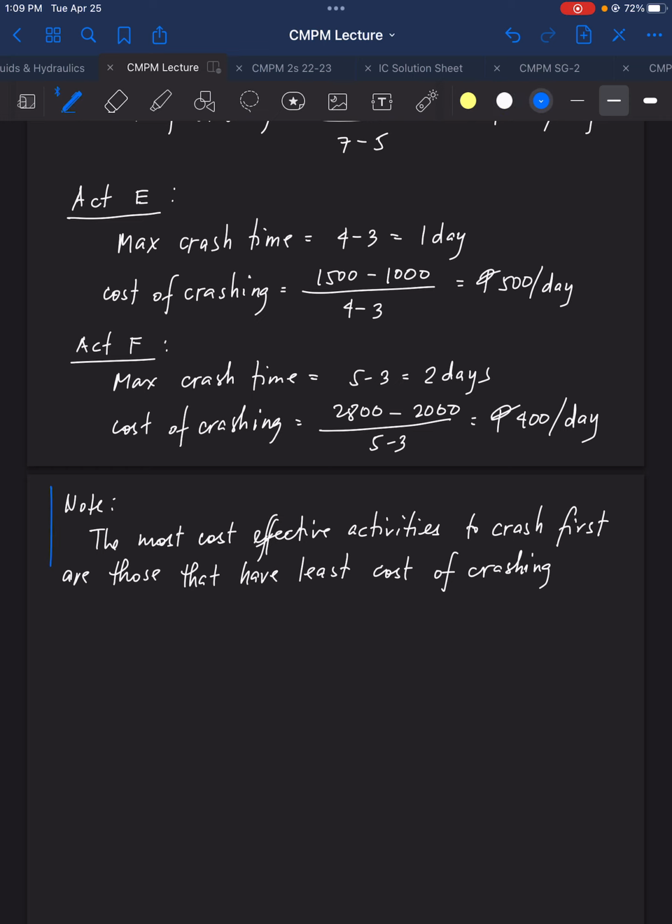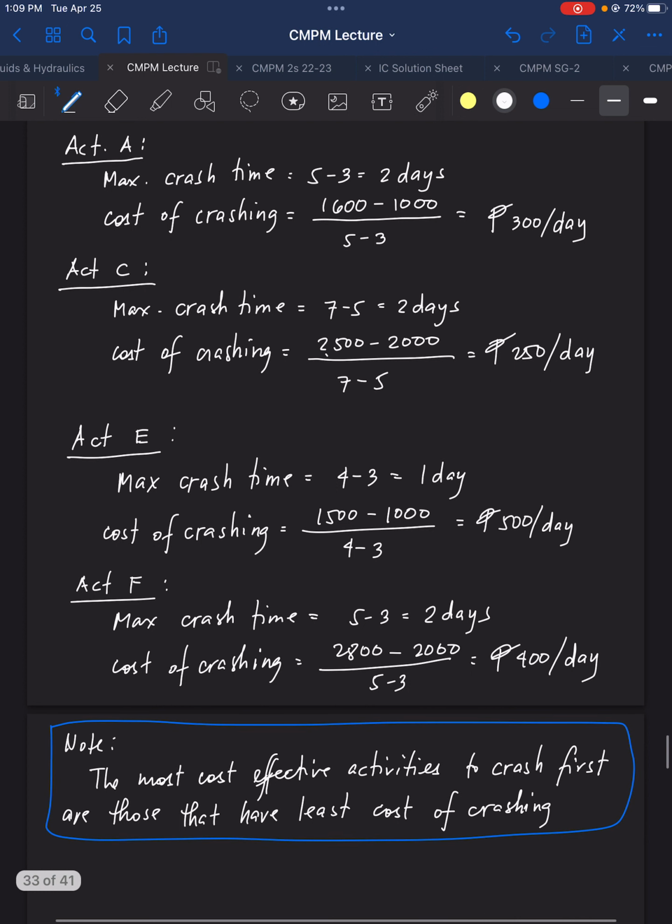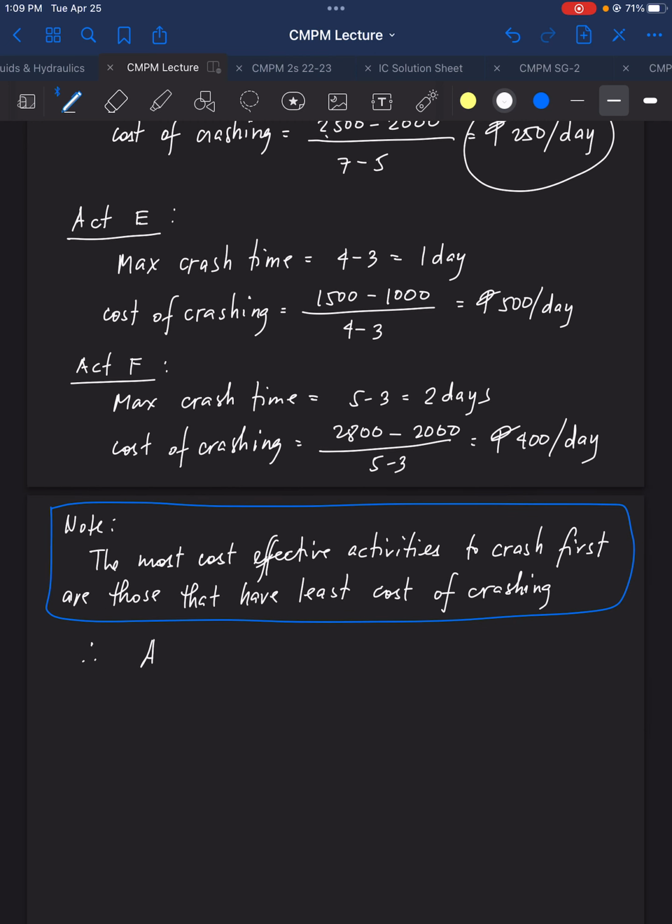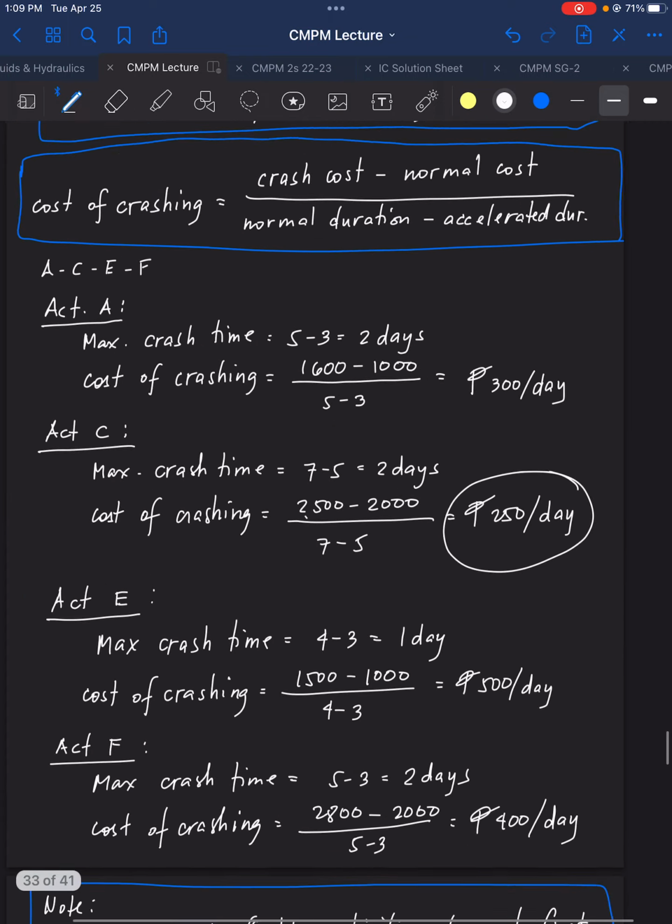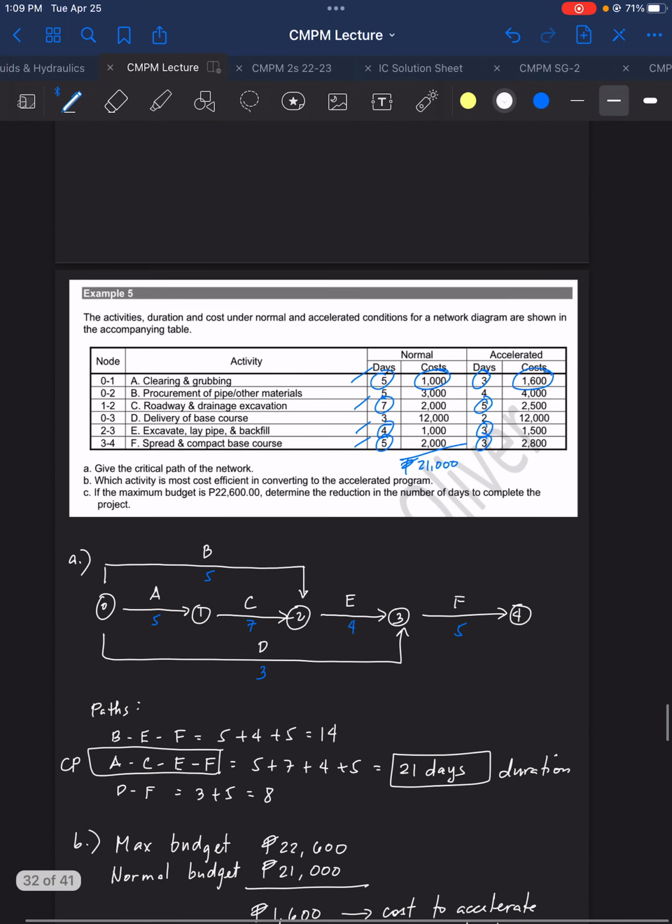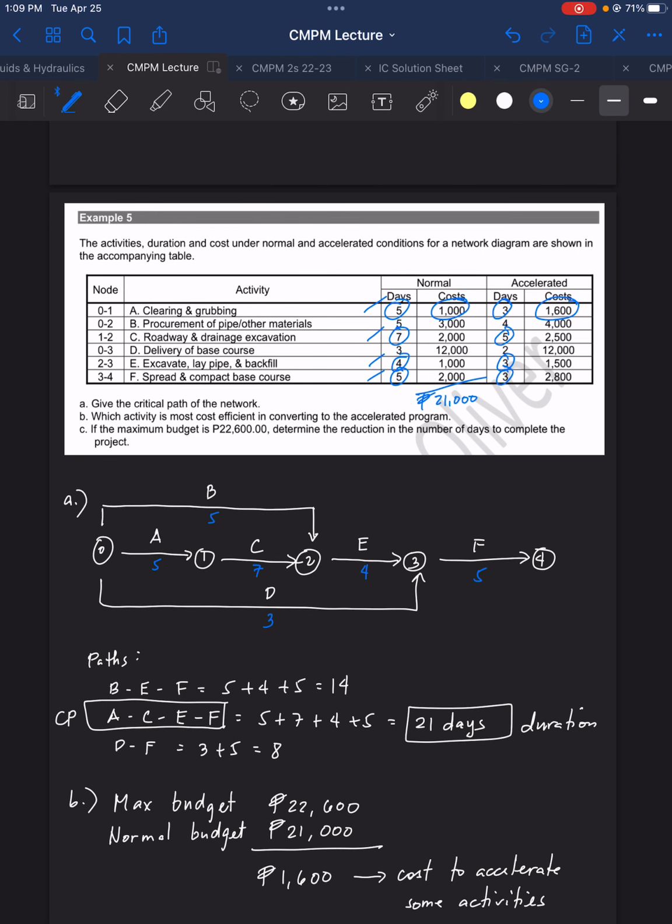Okay, so again, you have to take note of that. So among these activities, which has the least cost of crashing? So the least cost of crashing is 250 per day. Therefore, activity C is most cost efficient to crash. So the answer here is activity C. Okay, so that's for letter B. We still have to answer letter C. So we answered A and B already.